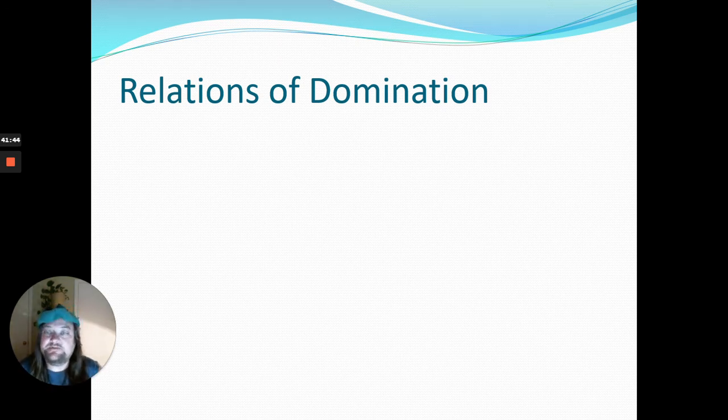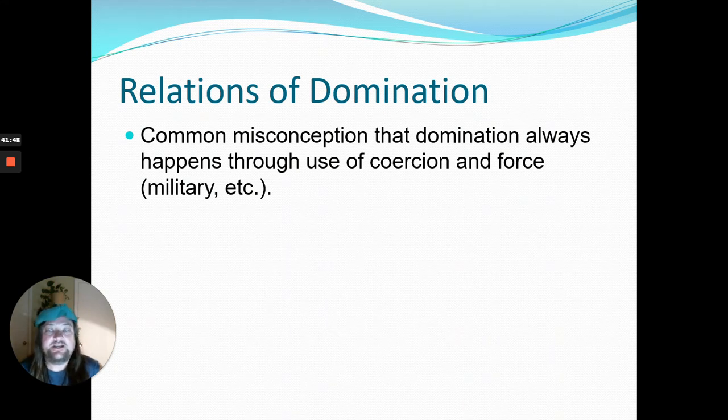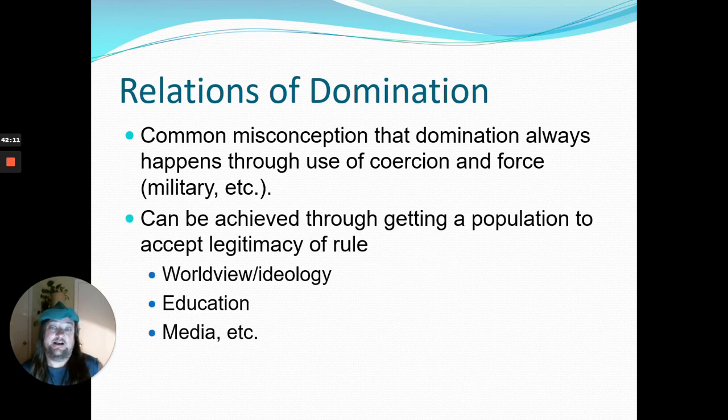So, relations of domination, and it's easy to think that domination always happens through the use of coercion. The textbook talks about coercion a lot, force. Coercion can be through words, threats, just even overt force, military force, right? So sometimes we tend to think that it's always the way it happens. Now it can. It absolutely does happen, and it has happened, but it doesn't always have to be that way.